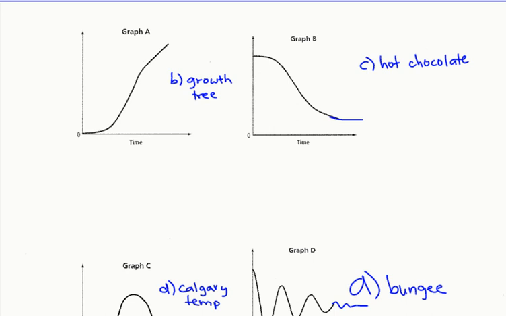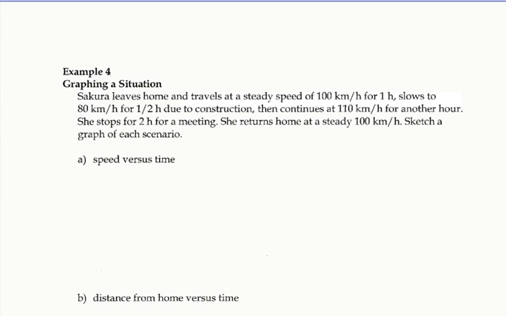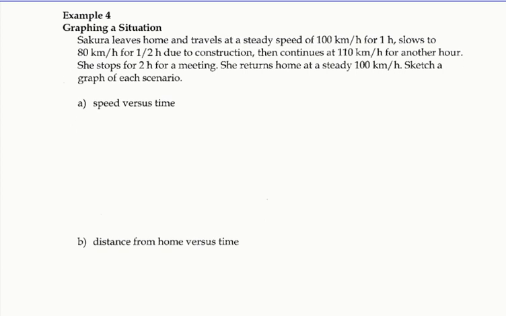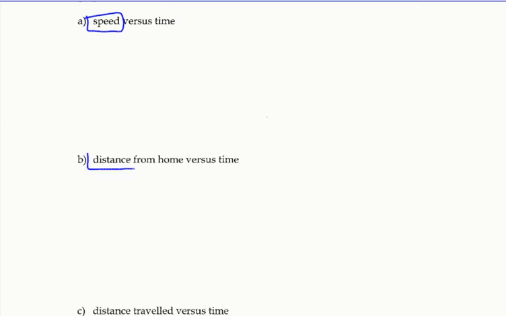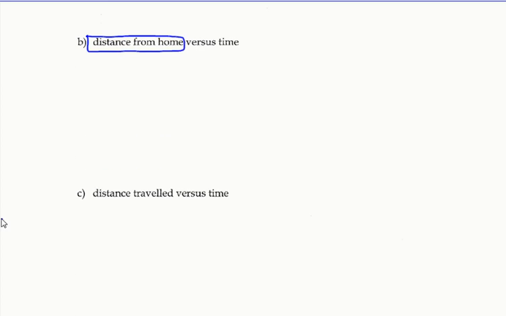Let's move on. It's the last example we'll do for this lesson. Graphing a situation. So how do we graph? There are 3 different graphs we're going to make here, and they're all going to be different. The first one is speed versus time. Then we're going to cover distance from home versus time. And last, distance versus time.